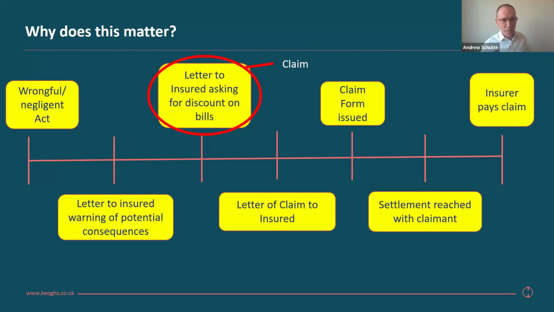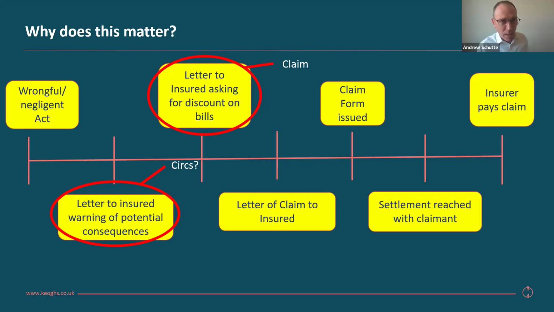This is the assertion of a right in most cases, because why don't I have to pay your bills in full? It's because you were negligent and you've let me down. So I'm going to say you owe me money just as much as I owe you money. So I'm going to set it off. That would normally be an assertion of a right. This letter here could be the assertion of a right. It really depends on what the letter says.